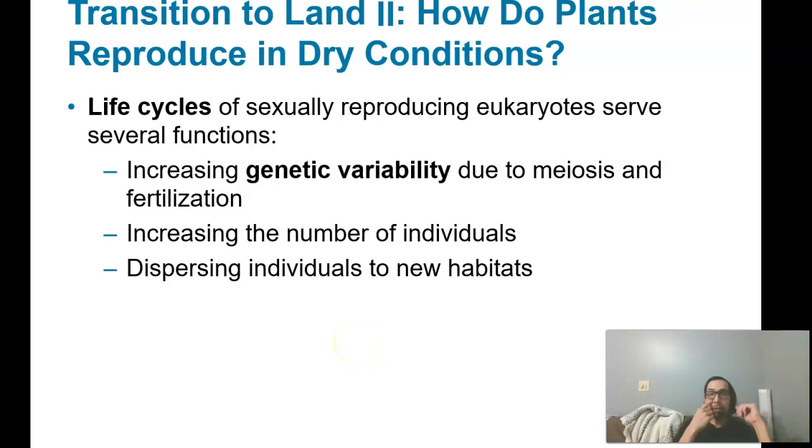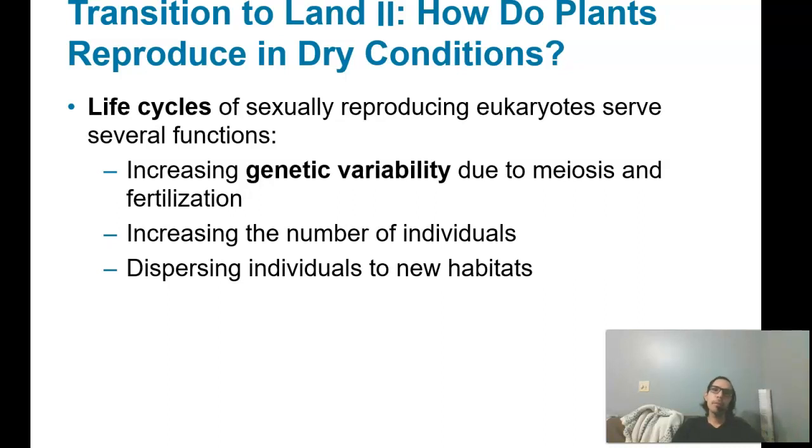All right, so in this section, we are going to look at how plants reproduce in dry habitats or dry environments. Okay. So we're going to look at life cycles, which is something you guys should already be familiar with because we went over them in lab, but we are going to review them in this lecture, as well as going over some new information.